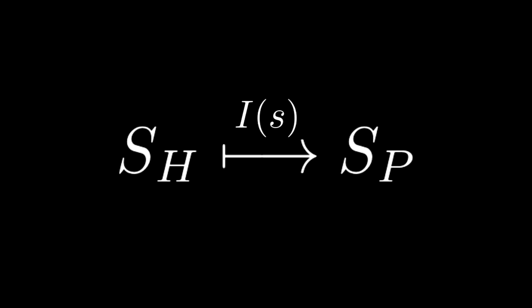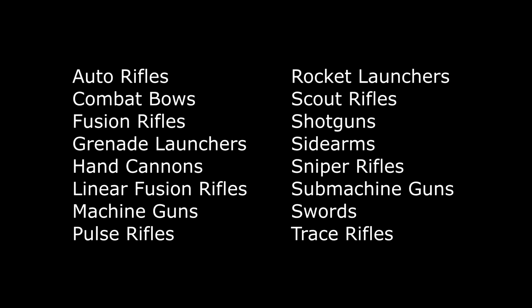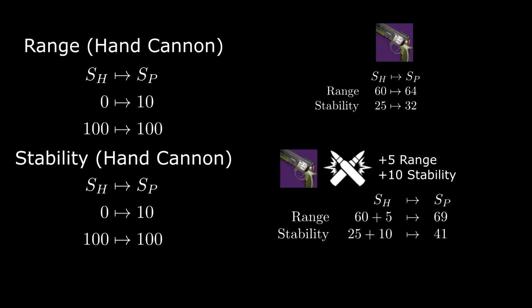The hidden layer and the presentation layer are related to each other through an interpolation function. The purpose of this function is to map a 0-100 value in the hidden layer to a usable presentation layer value. Every weapon family has its own set of interpolation functions for each and every stat. It is these interpolation functions that you should center your focus on. These functions will tell you how different mods and buffs will affect your gun.